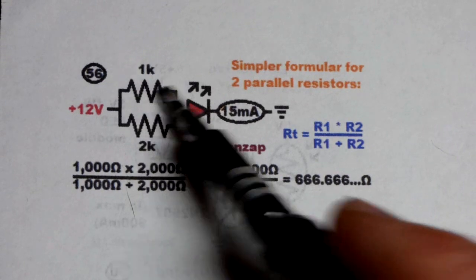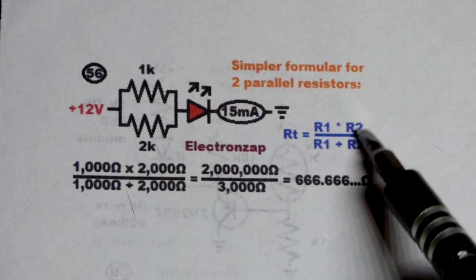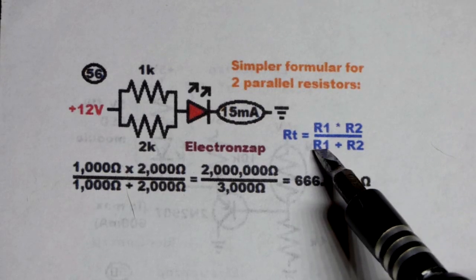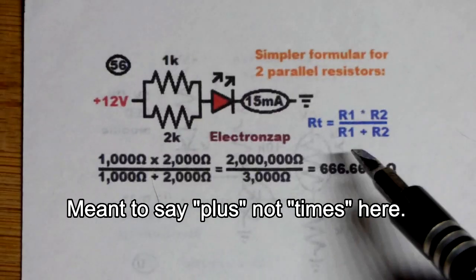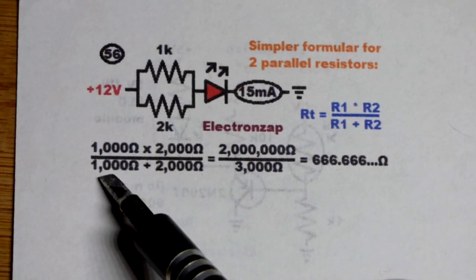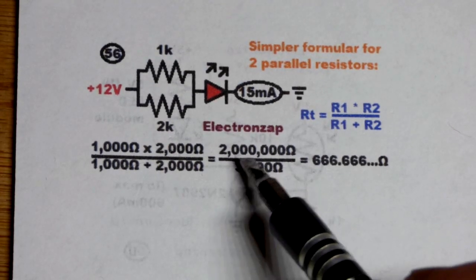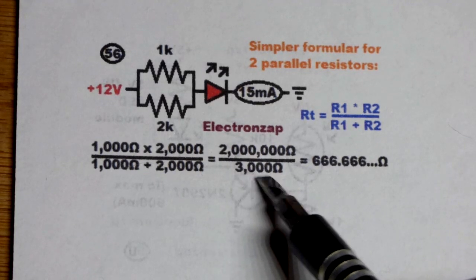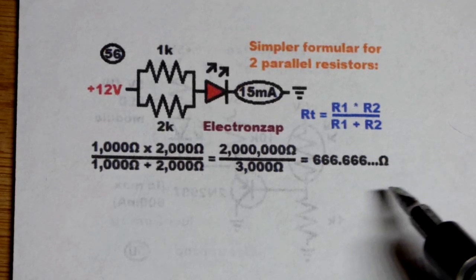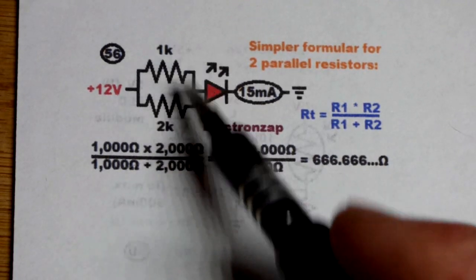We can call that one R1, so 1,000 ohms times 2,000 ohms. We're going to call that one R2 right there. And then below it, you take those same numbers, but you add them instead of multiplying. So 1,000 times 2,000. I already did the math down here. 1,000 times 2,000 over 1,000 plus 2,000 gives us 2 million over 3,000. So take 2 million divided by 3,000. We got 666.6 continuing on forever. So basically about 670 ohms of resistance. That's what that is equivalent to.